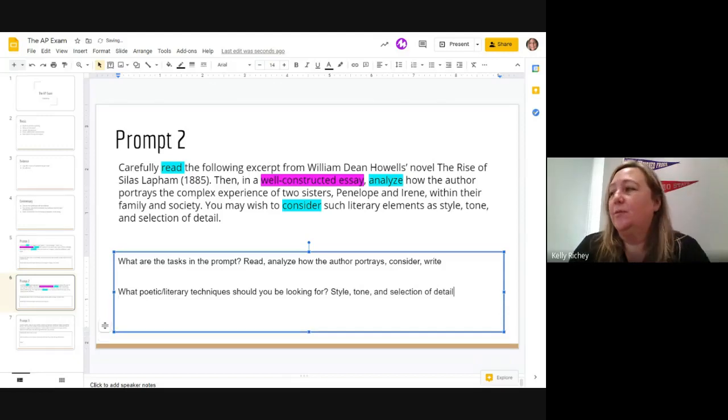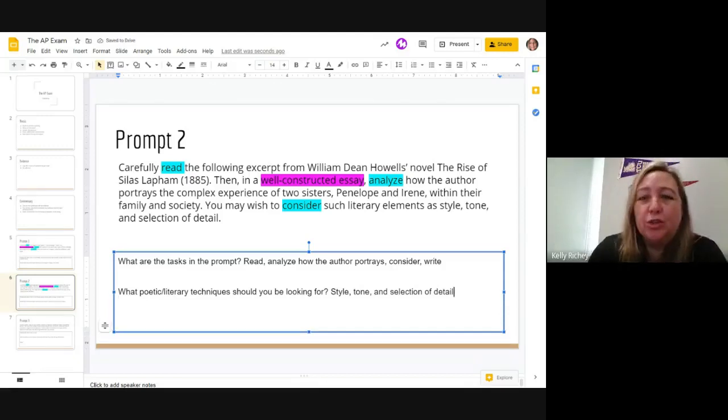There's no imagery in this one. So if you were looking for imagery, you would be wasting time. There might be imagery in it, but that's not one of the main points. So even if we see it, we don't. You could, but make sure that you talk about style, tone, and selection of detail. So in the exam, they're going to pretty much tell you what you're going to do.